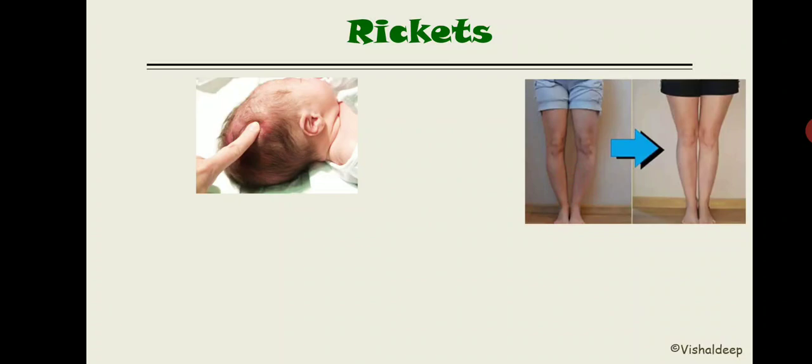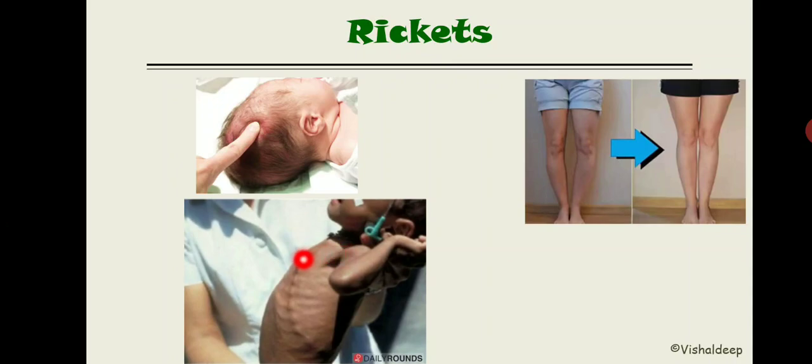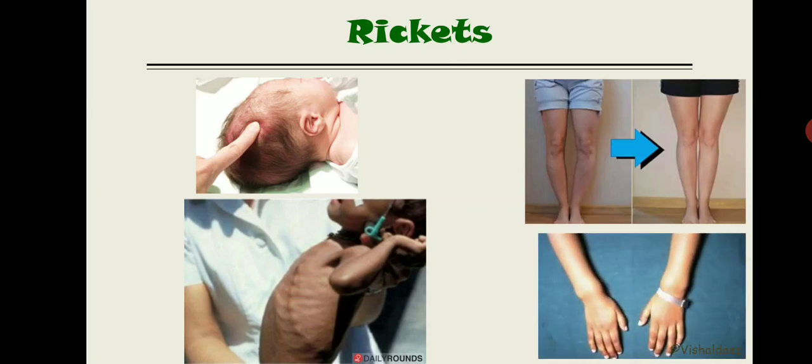Now let me show you a picture of the rickety rosary. You see this prominent anterior aspect of the rib at the costochondral junction. This is the rickety rosary. And the next one is the expansion of the wrist joint. You see, the wrist joint of a person suffering from rickets is expanded like this.